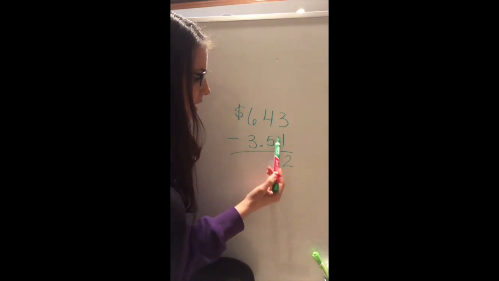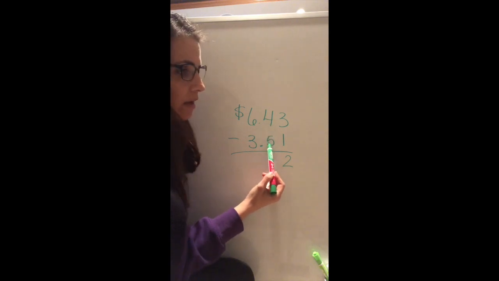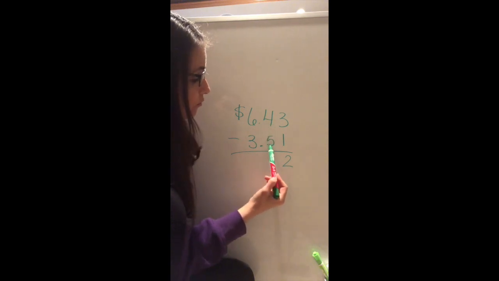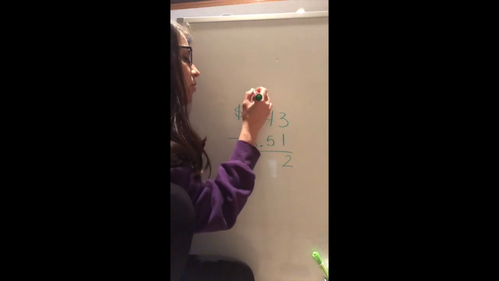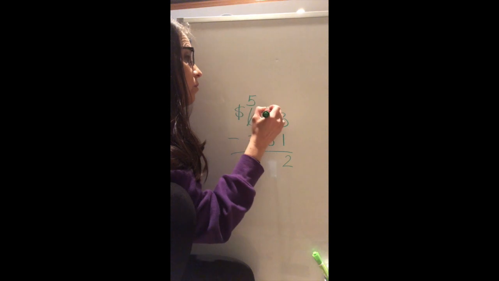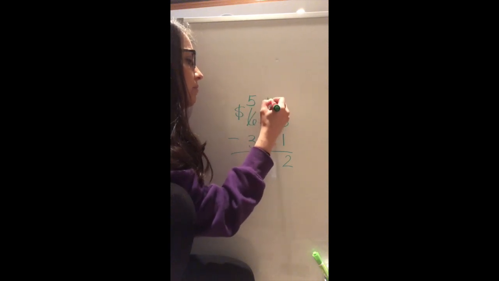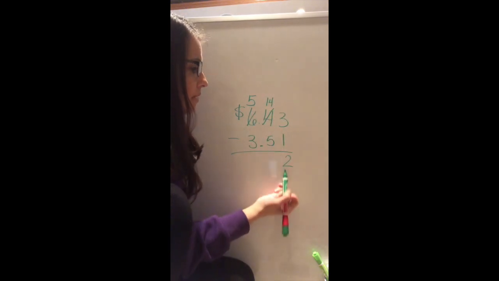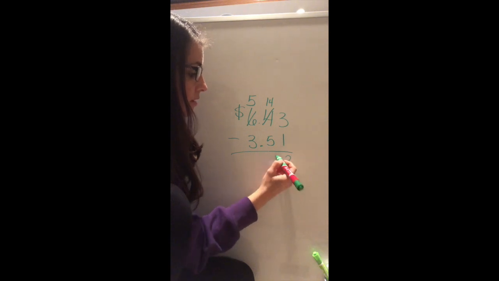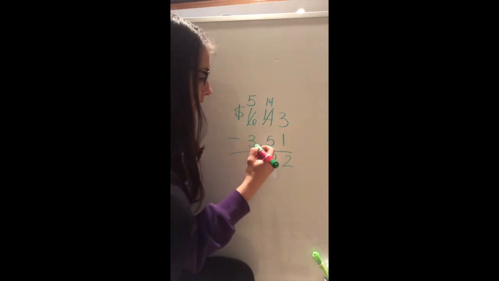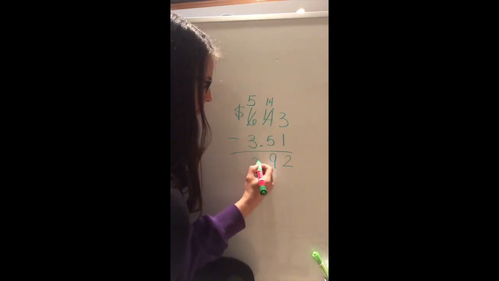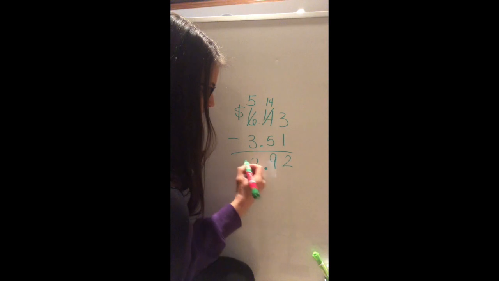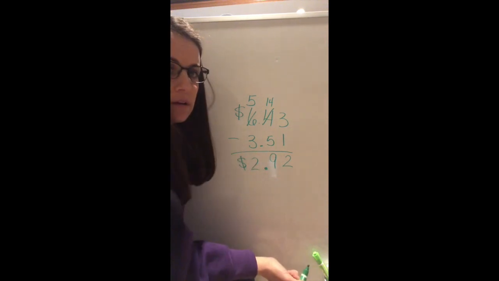4 minus 5. More on top, no need to stop. Nope. More on the floor, yep. So we have to go next door. We're going to regroup this, or borrow, and give it to him. So now we have 14 minus 5 is 9, and 5, oh, bring down that decimal point. 5 minus 3 equals 2. And then we bring down our dollar sign. It's $2.92.